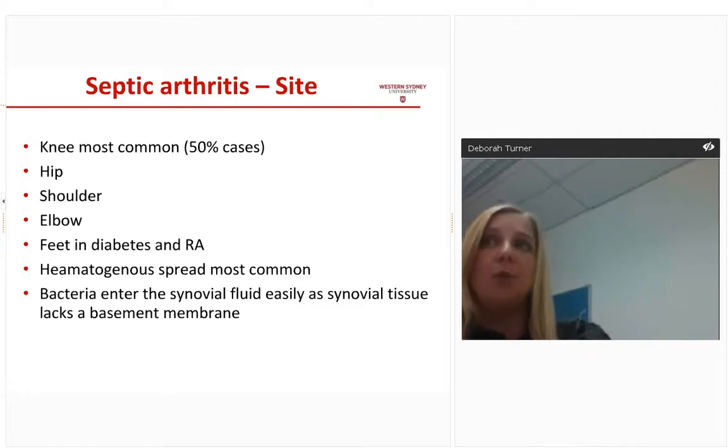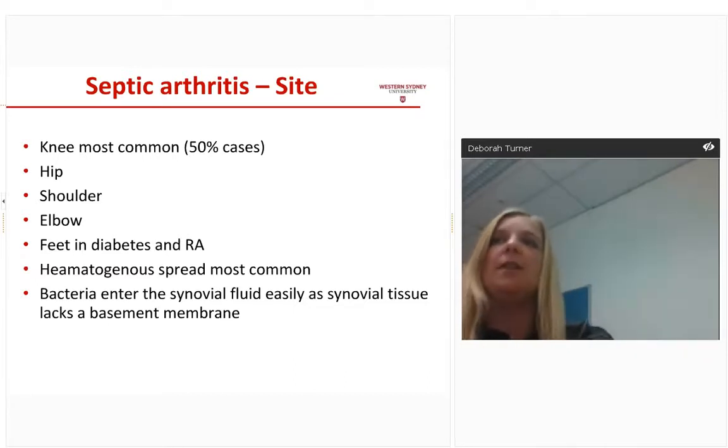Now, the reason why we tend to have this predilection of sepsis within the joint is because bacteria can easily get into the joint spaces through the synovial fluid, because synovial tissue lacks a basement membrane, which means that infection from other parts of the body through hematogenous spread can lodge within the joint.